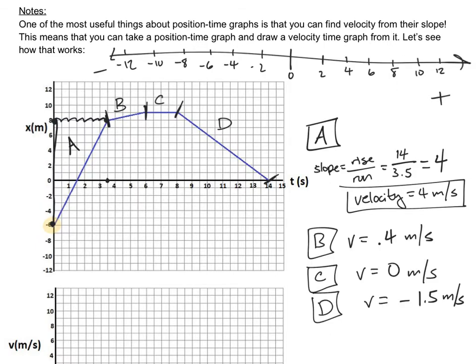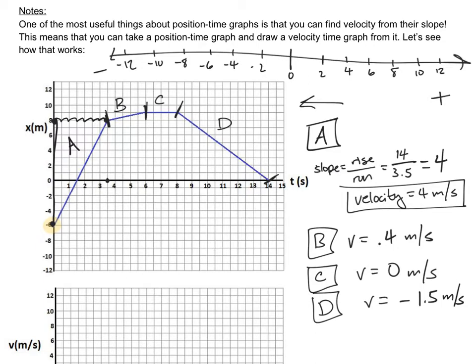All right, so for those, you should get part B has a velocity of 0.4 meters per second. Part C has a velocity of 0 meters per second because it's flat. And part D has a velocity of negative 1.5 meters per second. That negative is important. That negative means we're going back to the left.